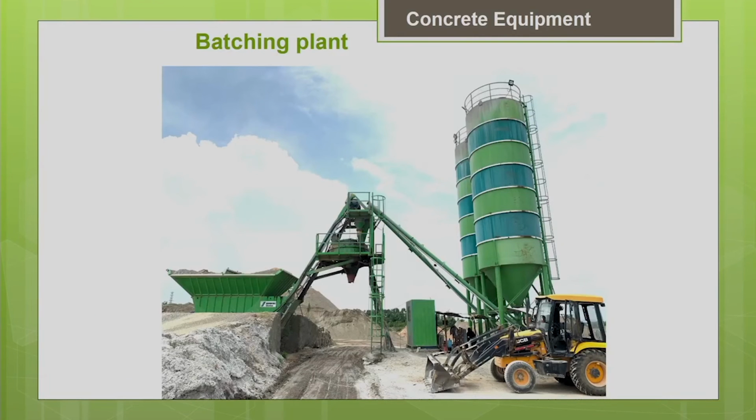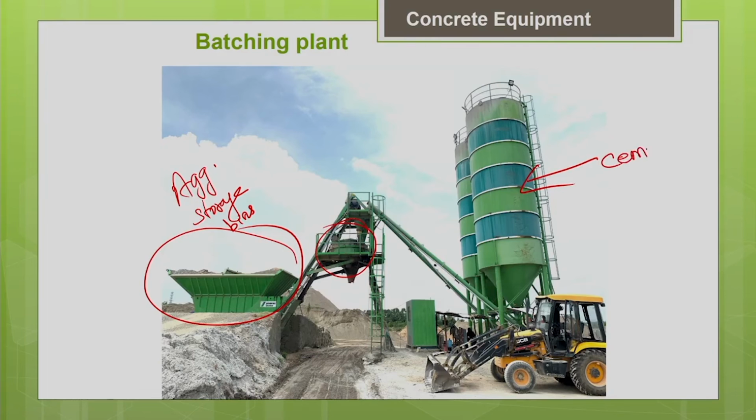So this is a real picture of the batching plant. You can see the aggregate storage bins. You have the belt conveyors to transfer, you have the mixer machine, and you have the cement silos. The material is conveyed with the belt conveyors to the mixer machine where the mixing is done.